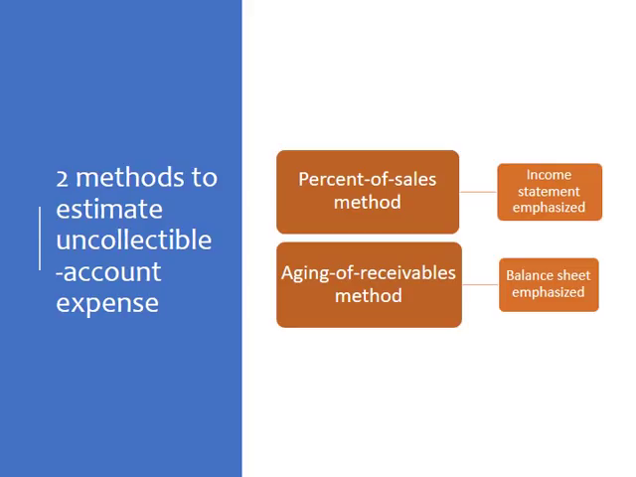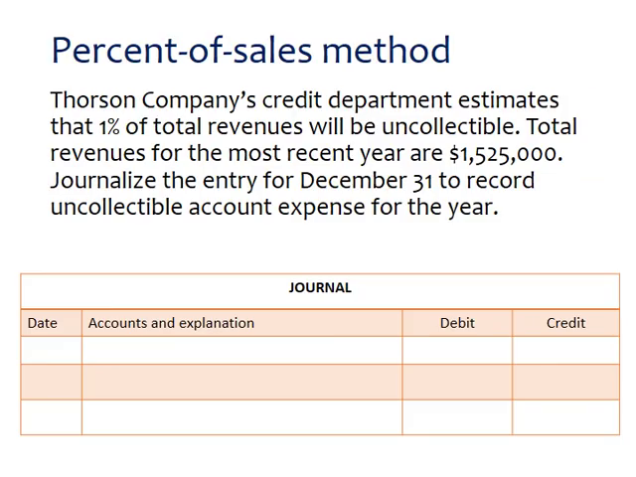There are two methods we have to estimate the uncollectible account expense. They are the percent of sales method, which emphasizes the income statement, and the aging of receivables method, which emphasizes the balance sheet. We are going to cover the percent of sales method now.